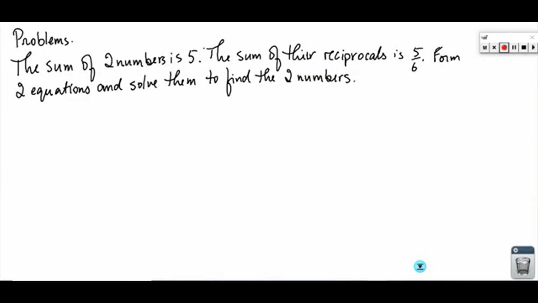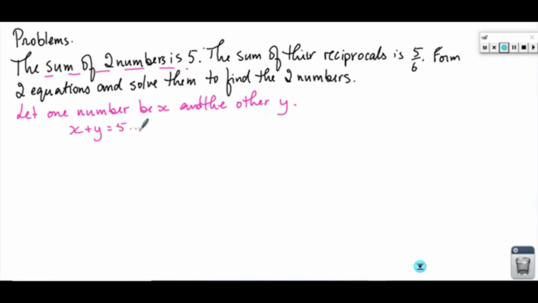So in this case, we're going to start by defining our two numbers. Let one number be x and the other y. The sum of the two numbers is 5, meaning that x plus y is equal to 5. And that is our first equation.